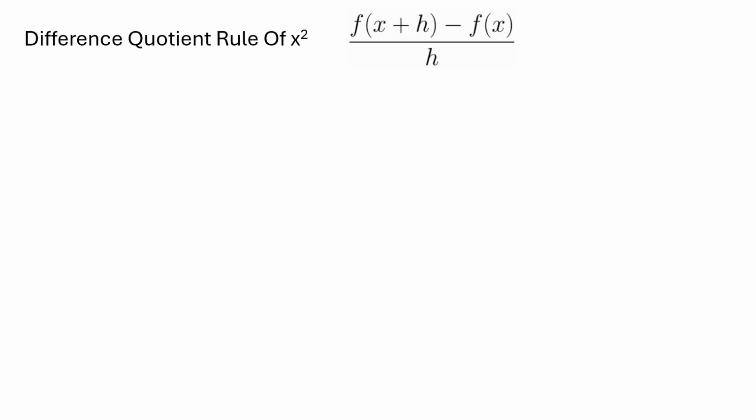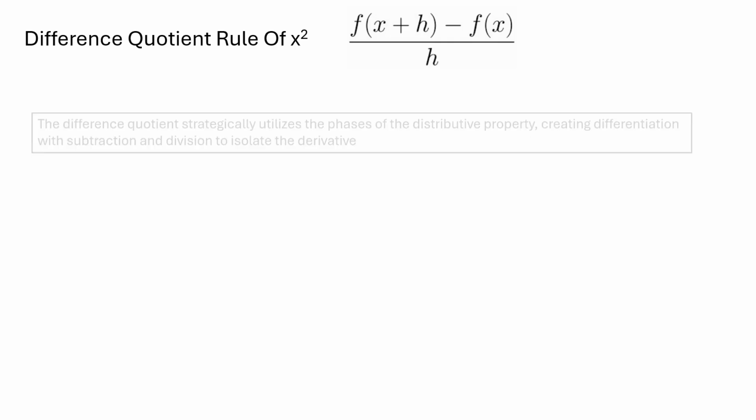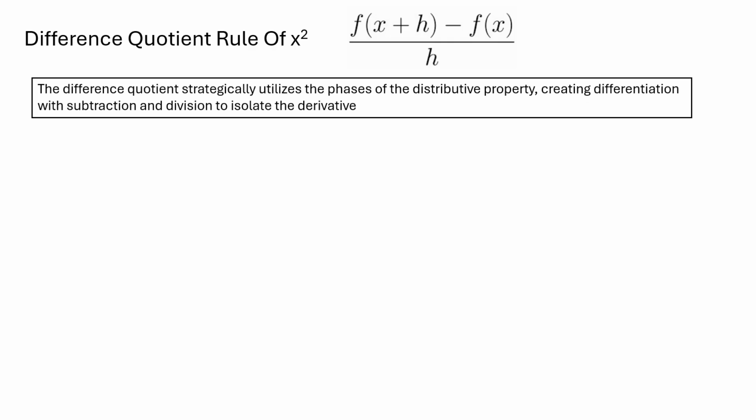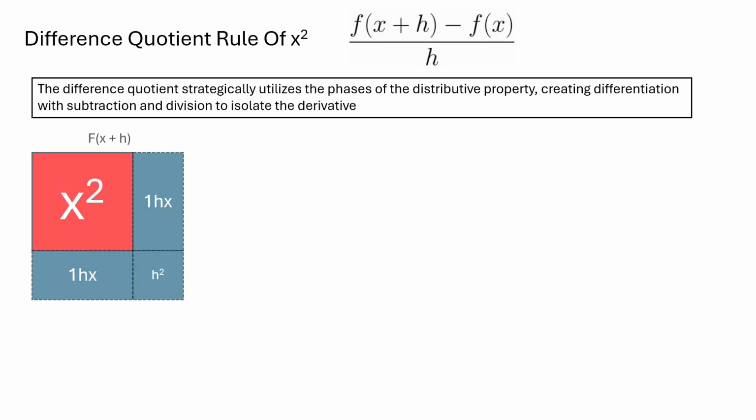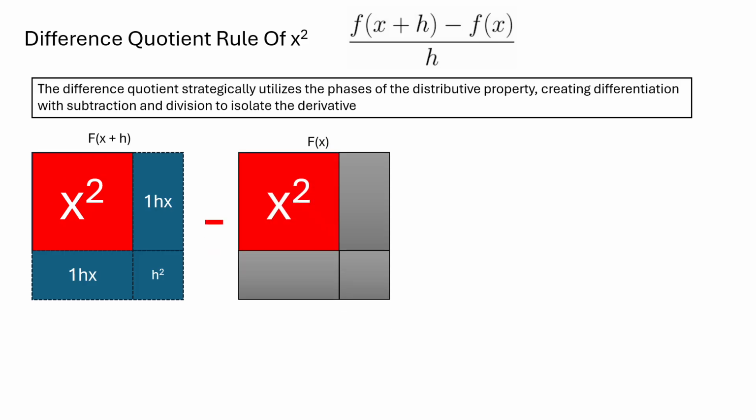Let's take a look at how the difference quotient rule utilizes the phases of the distributive property. The difference quotient rule strategically utilizes the phases of the distributive property, creating differentiation with subtraction and division to isolate the derivative. We can see this here by x plus h as a function being subtracted away from simply x as a function.